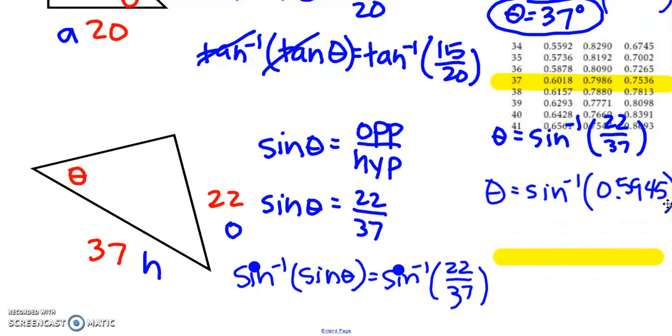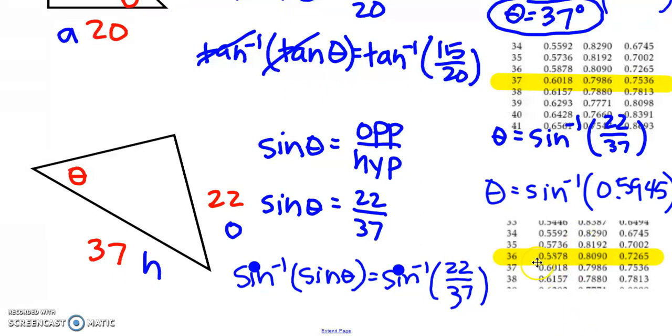0.5945. So now I'm looking in the sine column and trying to find the decimal that's closest to 0.5945. You have to scroll through the sine column, and what we find is right here, this 0.5878 is the closest I can get to 0.5945, and I look over at what angle goes with it, and it's 36. So our angle, our theta, is 36 degrees.